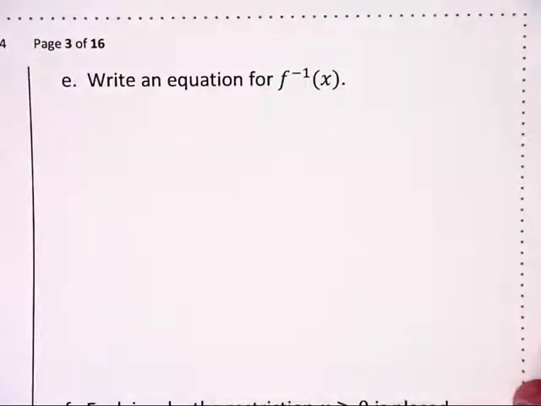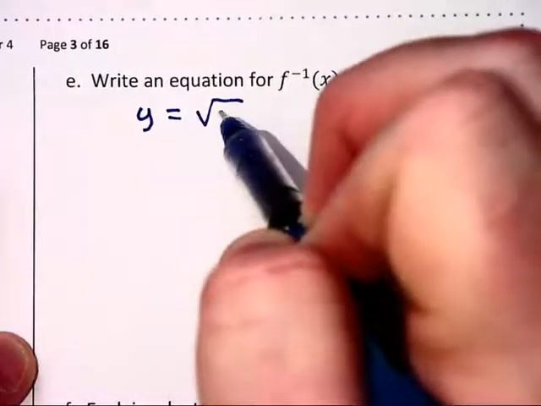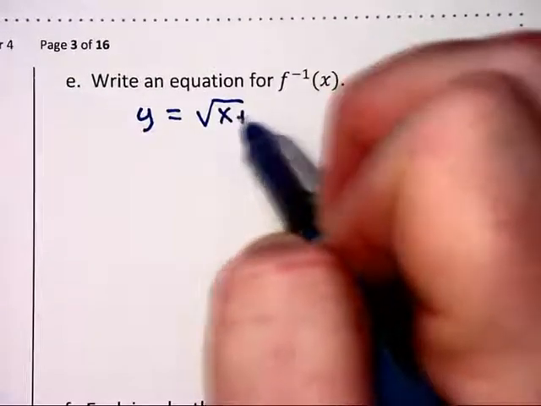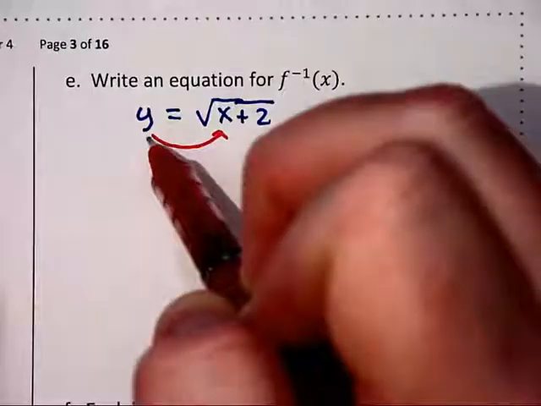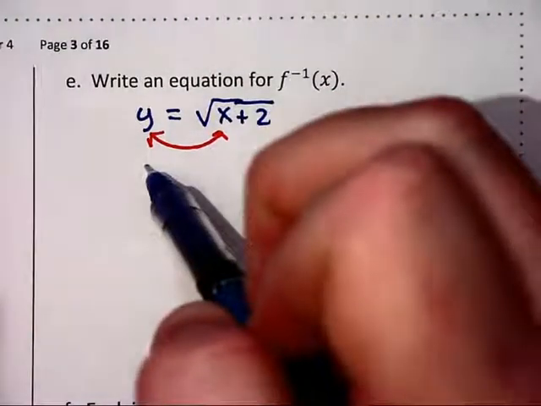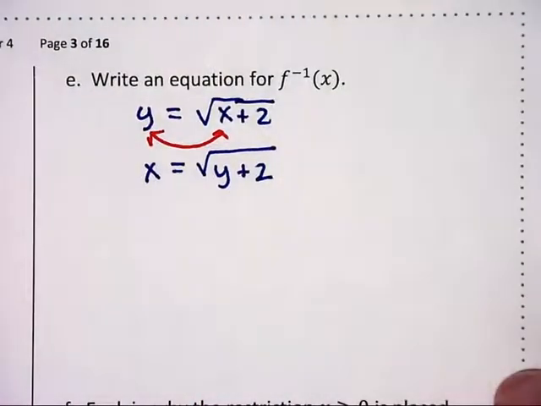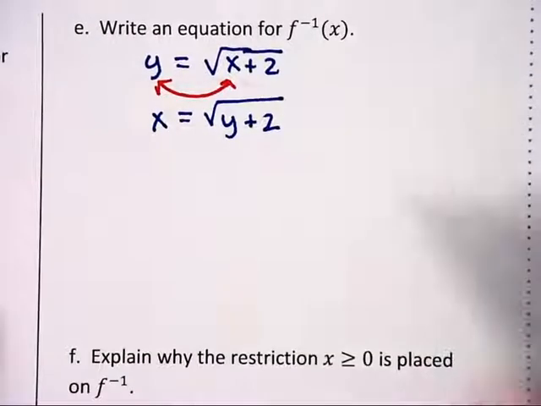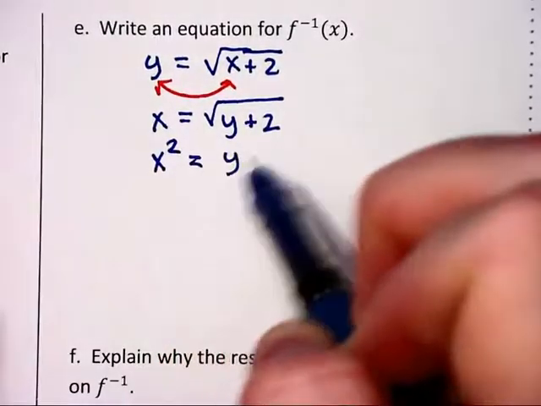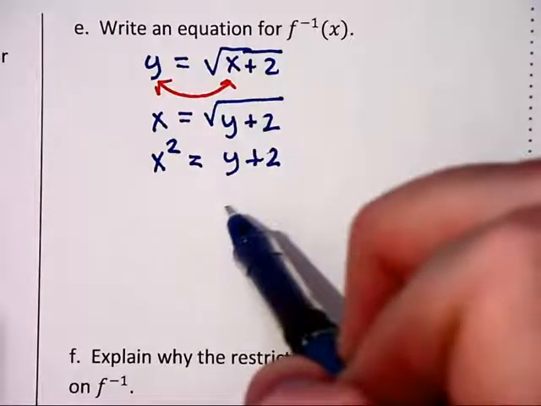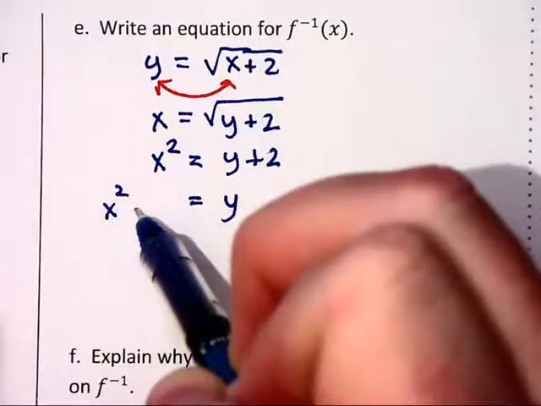Continuing on with this same problem, we want to find the inverse. If we begin with y is equal to the square root of x plus 2, the first step is to switch the x and y. That will give us x is equal to the square root of y plus 2. Now our goal is to solve for y itself. We're going to begin by squaring each side. We will have x squared equals y plus 2. And then, subtracting 2 on each side, we will have y equals x squared minus 2.